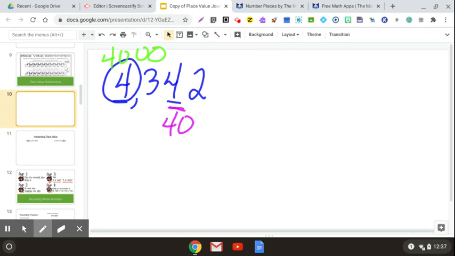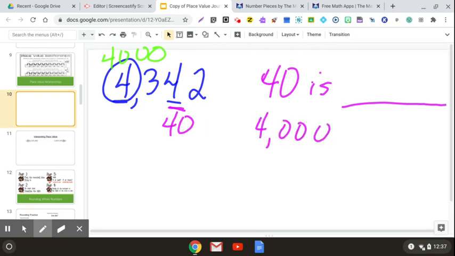Okay, so if I ask you to tell me about 40, 40 is blank 4,000. What would you say? 40 is smaller than 4,000. That's obvious, right? You know that. In fact, it's not 10 times smaller.